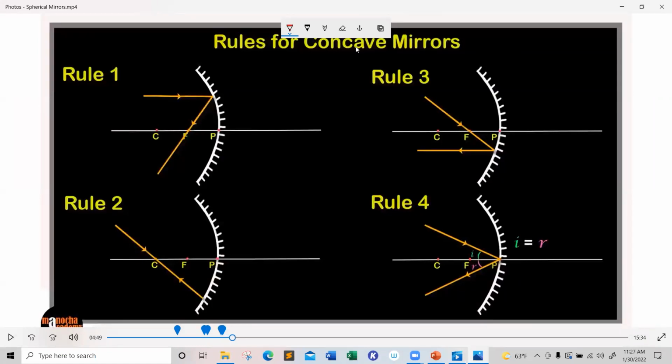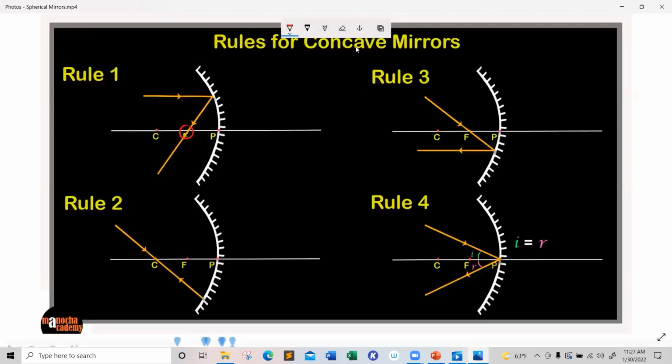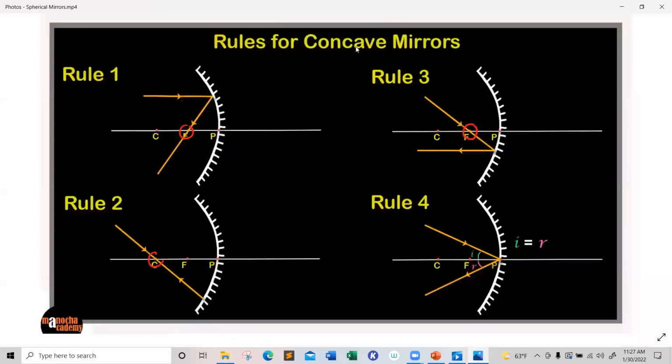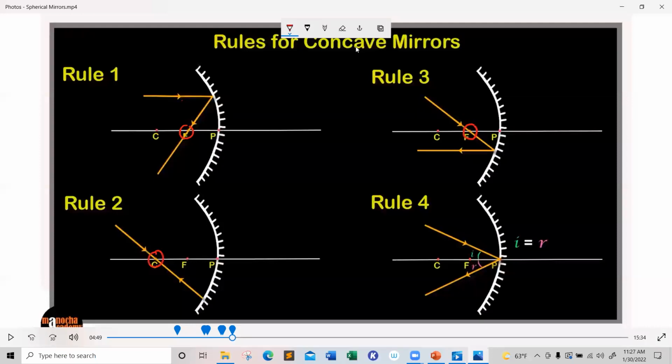Any light ray coming parallel to the principal axis will pass through the principal focus. Then rule 3 is just the opposite of it: coming through the principal focus, it will pass parallel. And rule number 2: if it is passing through the center of curvature, then it will be reflected back along the same way. The rule number 4 we will not be using much. That is what we have learned for concave mirrors on our concept board.